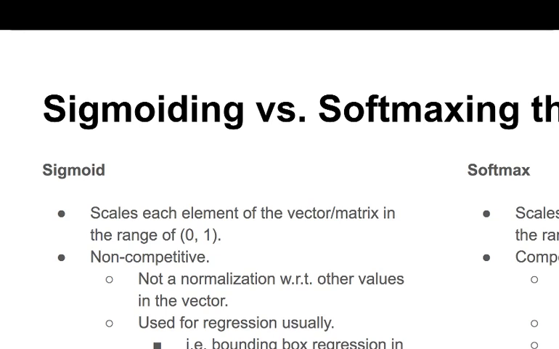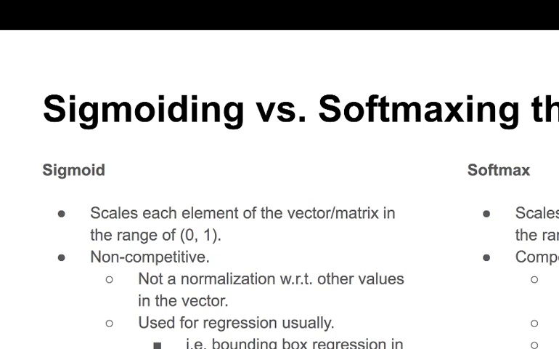So maybe in the context of image classification, if you're saying this is a cat, this is a dog, and this is an airplane, they all have equal chance of being a cat, dog, and airplane, right? So you're saying there's a 33% chance it's a cat, 33% chance it's a dog, and so on and so forth.